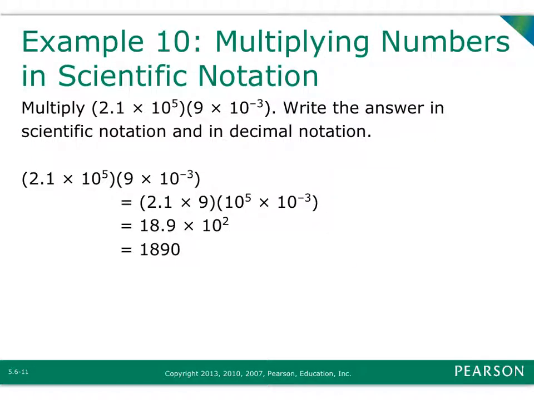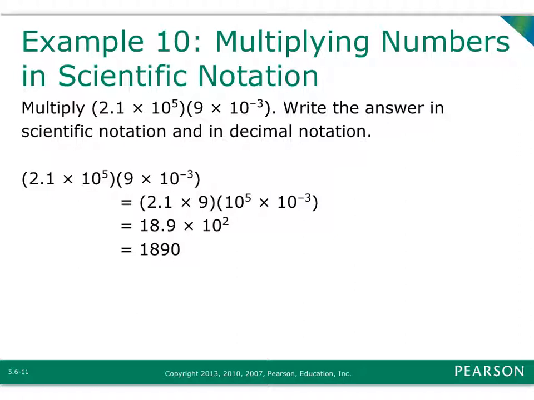So now we're going to multiply numbers in scientific notation. It's relatively easy. We just rearrange the numbers by the commutative property and multiply the numbers together, and then multiply the base 10 numbers together. In this particular case, we're going to multiply 2.1 times 10 to the 5th by 9 times 10 to the minus 3.